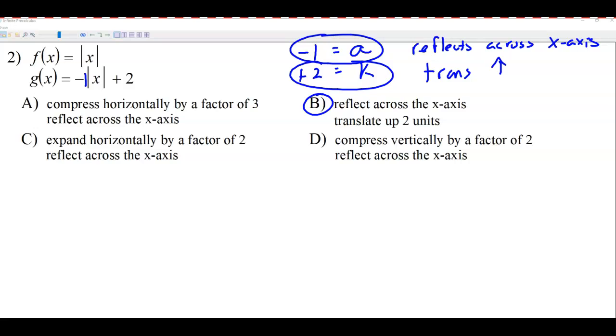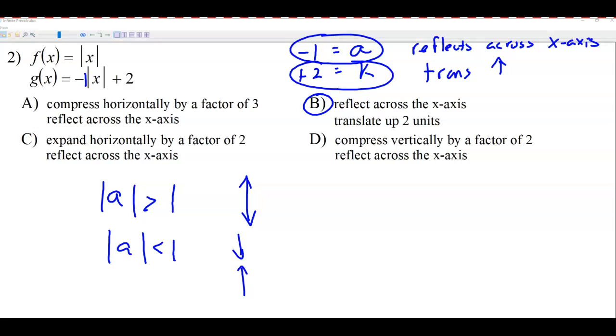So if you have this, then that is a stretch vertically. It stretches it vertically. If you have this, that is a compression vertically. But look at the absolute value. What's the absolute value of negative 1?